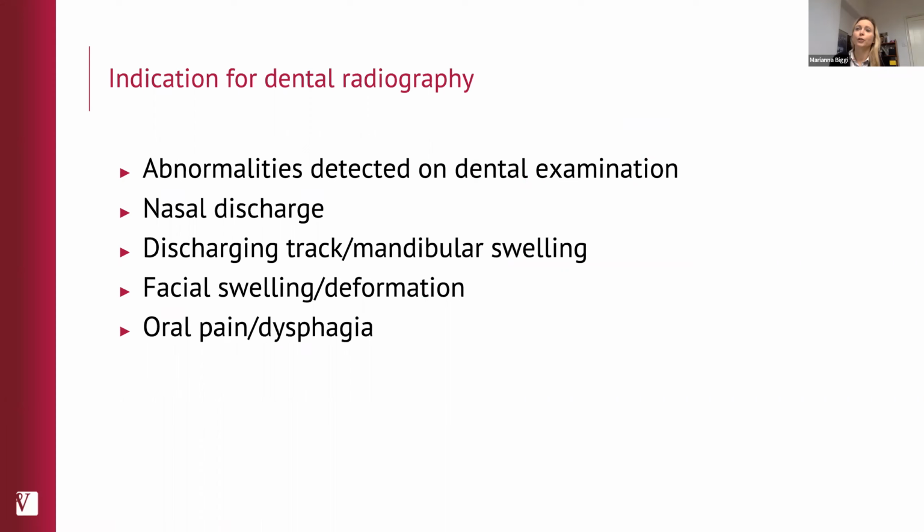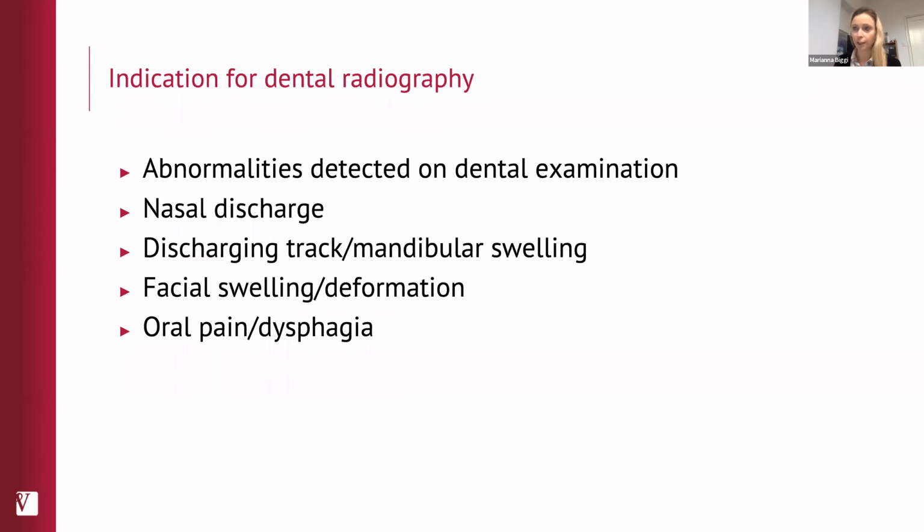First of all, we need to think about why we are taking radiographs of the head, specifically dental radiographs. Most likely it's because we have done an oral examination and found abnormalities which warrant radiographic examination. Or perhaps the horse has nasal discharge, mandibular swelling or a discharging tract, facial swelling, or perhaps even oral pain and dysphagia.